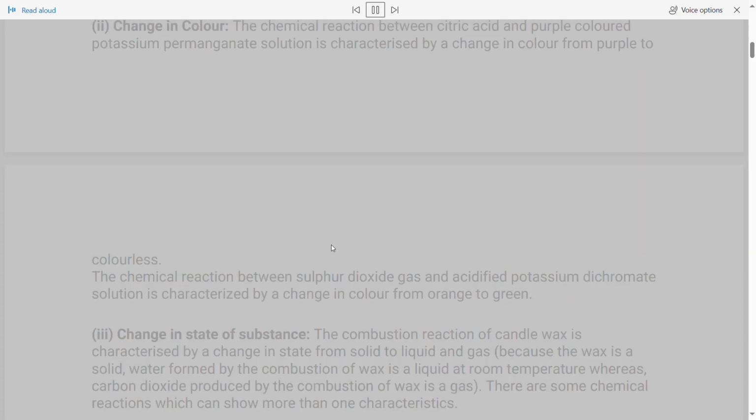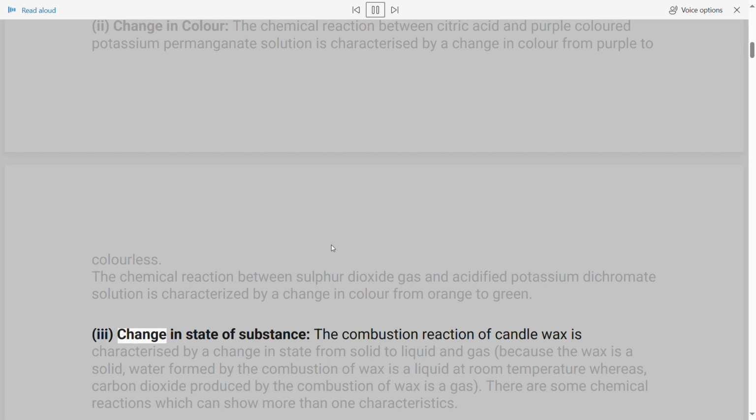2. Change in color. The chemical reaction between citric acid and purple-colored potassium permanganate solution is characterized by a change in color from purple to colorless. The chemical reaction between sulfur dioxide gas and acidified potassium dichromate solution is characterized by a change in color from orange to green.